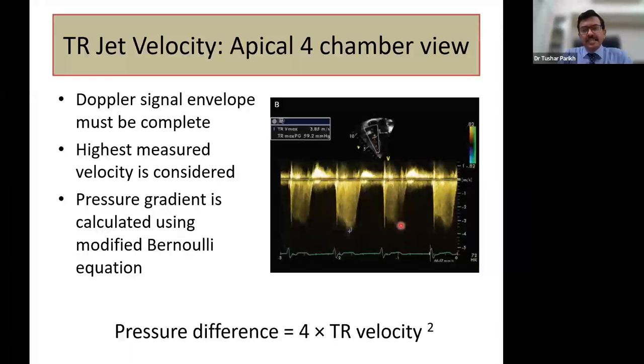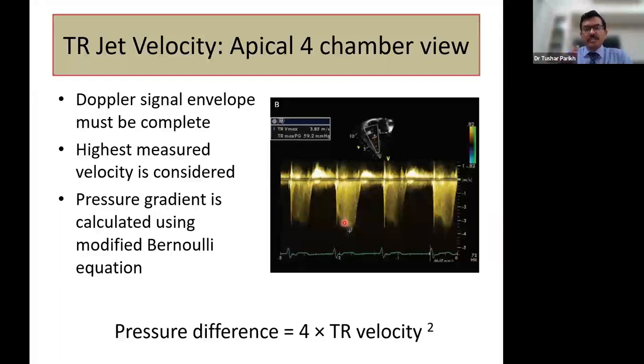Now this is the skill, and this will happen with practice. Many times you will get some regurgitant jet, but you will not get a complete envelope. So this is called envelope. This portion is called envelope. Okay, so if you're not getting a complete envelope, you have to manipulate the probe. You have to do the art of image optimization.